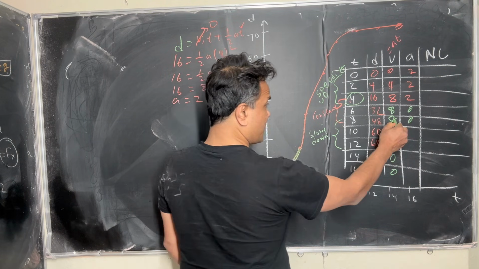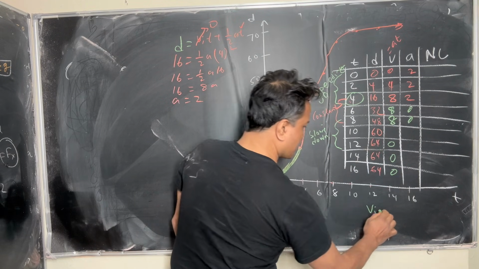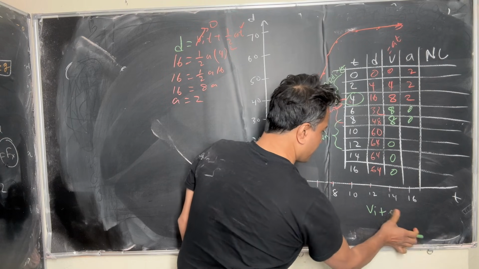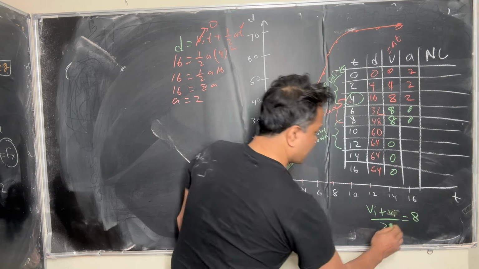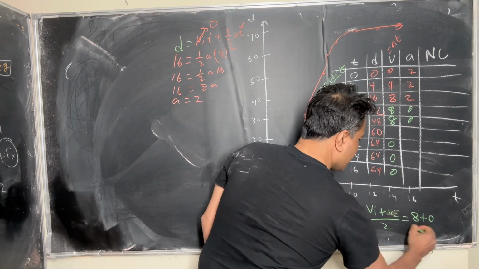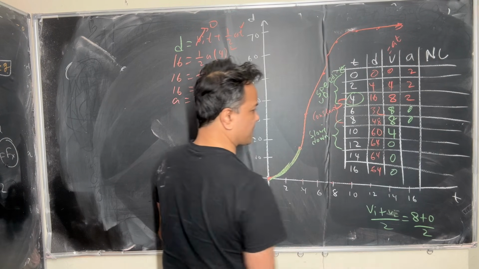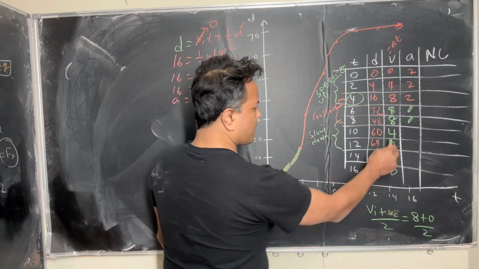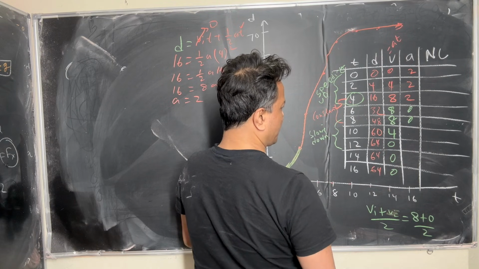Okay, so if Vi is 8 and Vf is 0, right? Vf divided by 2. So Vi is 8 and Vf is 0, divided by 2. So this is 4. So velocity is 4 over here. Okay, so with the velocity 4, we can find the acceleration. How?